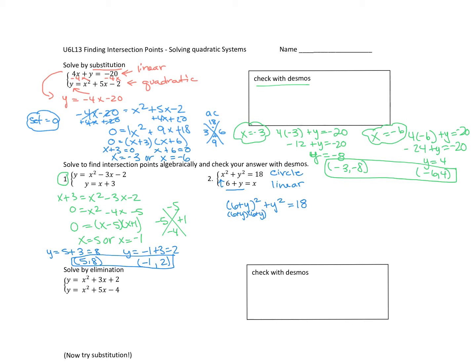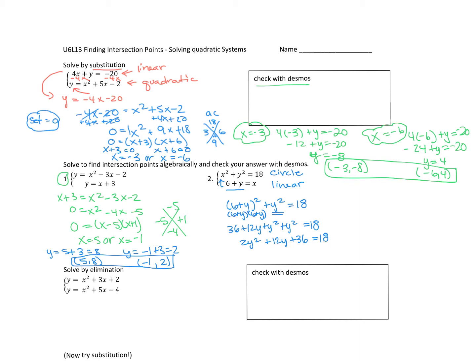Make sure you do your box or FOIL correctly, and you'd get 36 plus 12y plus y squared plus the y squared that was already there, this guy right here, equals 18. So I have 2y squared when I add them, 1y squared plus 2y squared is 2y squared. I'm going to write that first because it's my highest exponent. And then plus my 12y, and I'm going to write my 36 last because that's my integer.